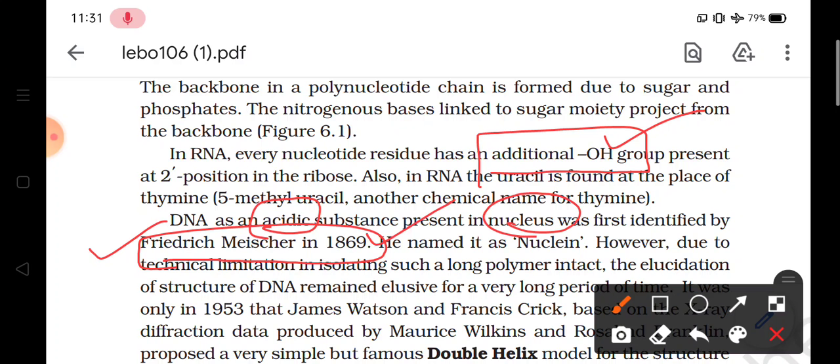And then in 1953, James Watson and Francis Crick, these are the two persons. This is the common model given by them. It is known as Watson and Crick model. And what they said and how they diffracted, they studied the X-ray diffraction data, और उन्होंने जो है फिर एक सिंपल स्ट्रक्चर प्रोवाइड किया, and that is known as double helical structure of DNA, and this is the model which tells about the structure of DNA.